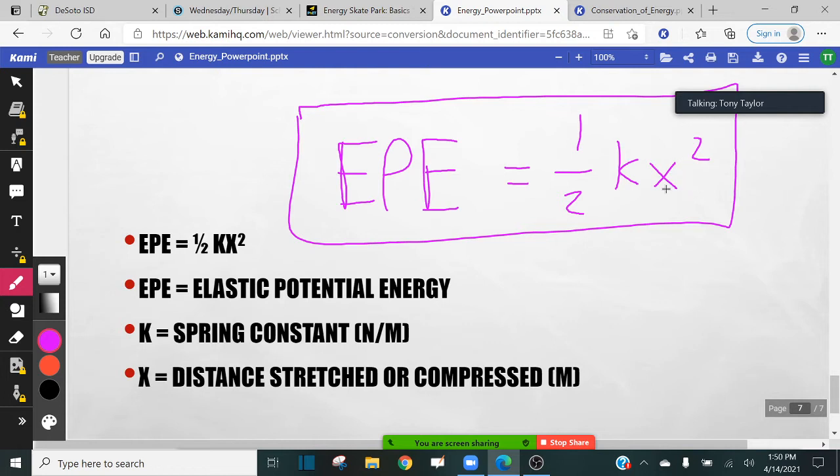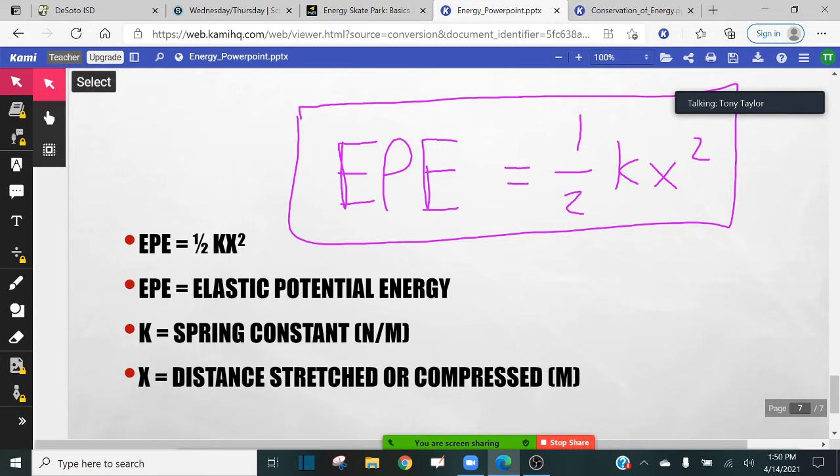X in this equation refers to the distance stretched or compressed. So if I take my object here, and let's say I stretch it 0.2 meters, then I will plug that in for x. x refers to the distance stretched or compressed. This is the equation for elastic potential energy.